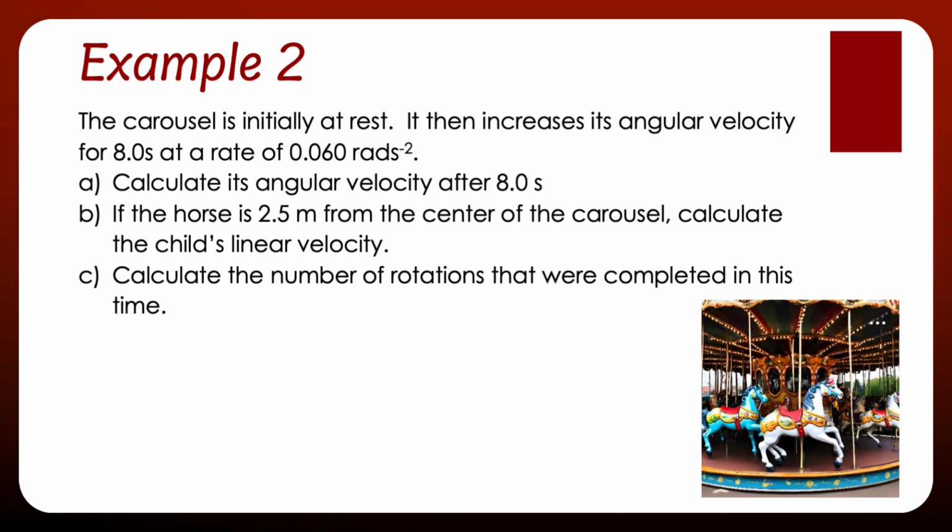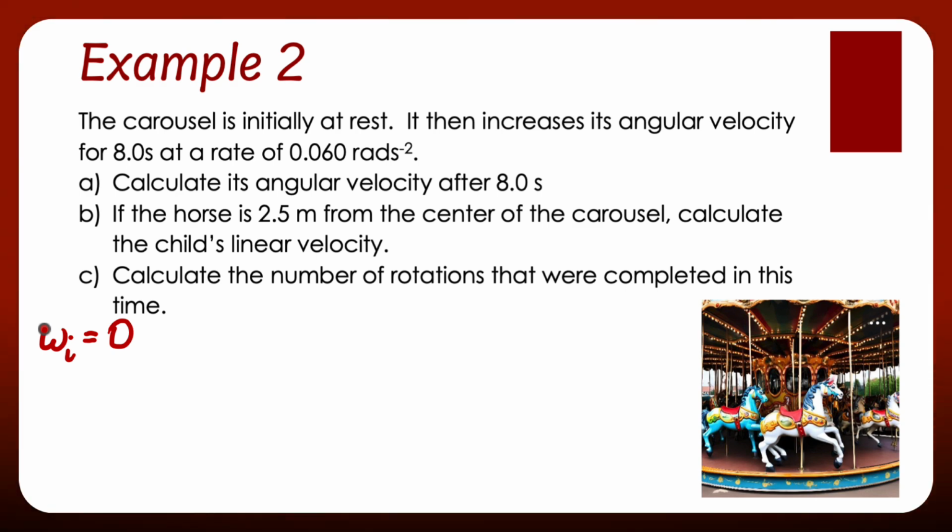Let's try another kinematics problem. Remember, we just need to make sure we keep translating it. So our carousel is initially at rest. Initial angular velocity is going to be 0. And I always tell my students to write down SUVAT when they're doing these questions. We'll just build it as we go.